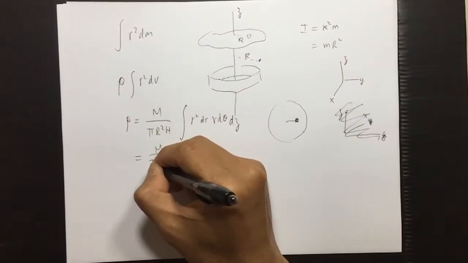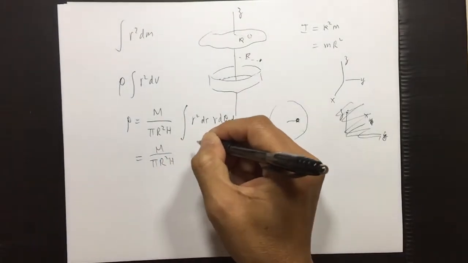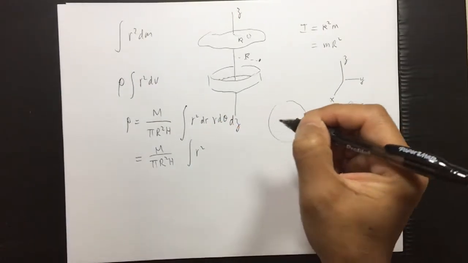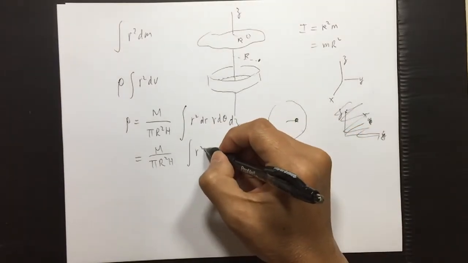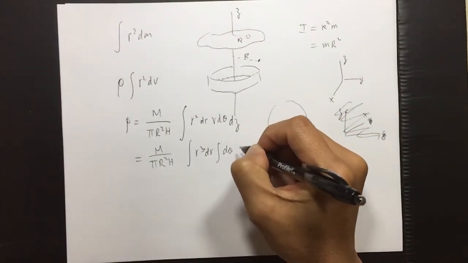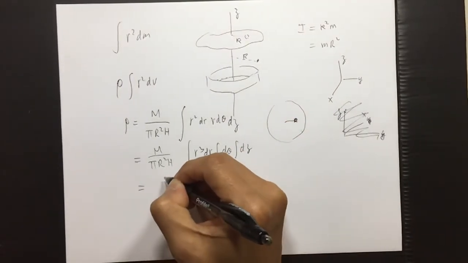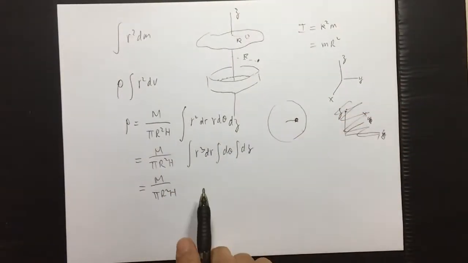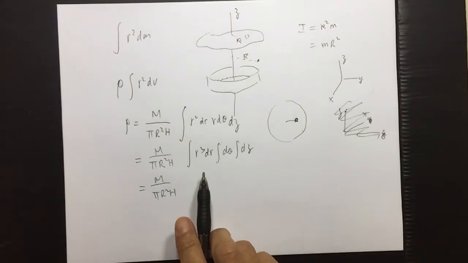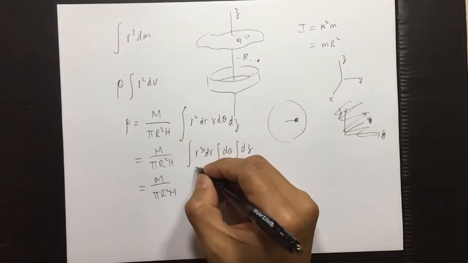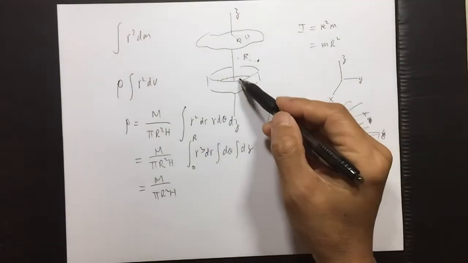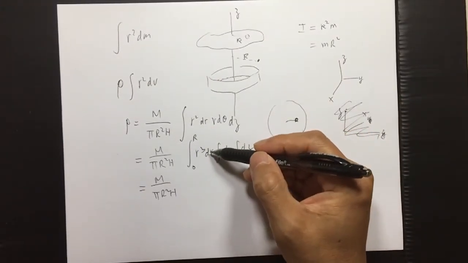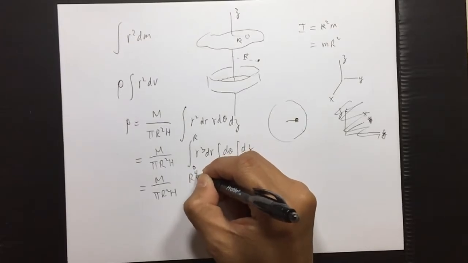M over pi r squared h. I'm going to carry this, which is a pain to carry. This is all independent, obviously. R squared, no, there are three r's, so r cubed dr d theta dz, times M. What's this? That's r to the power of 4 divided by 4, from 0 to R. The 0 will go to 0, so this is R to the power of 4 divided by 4.